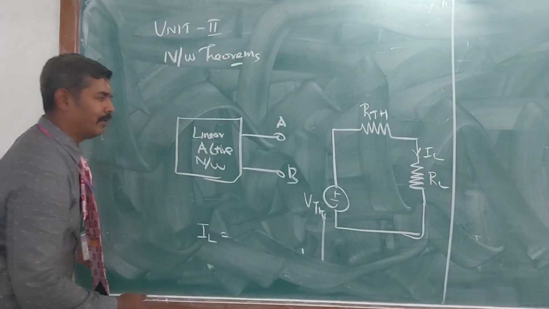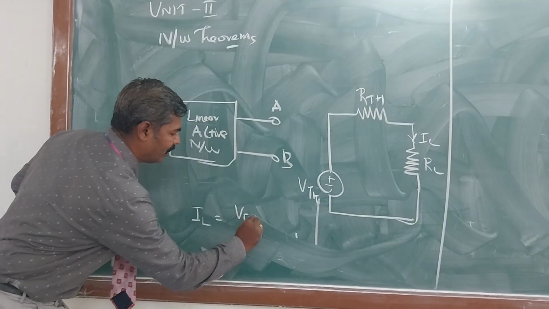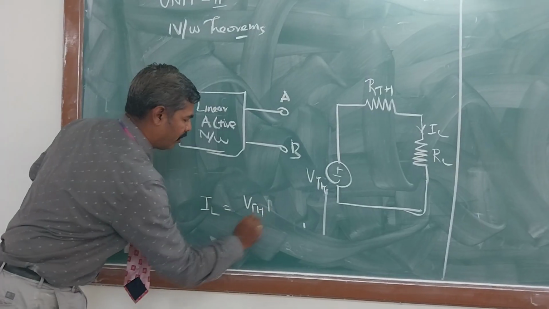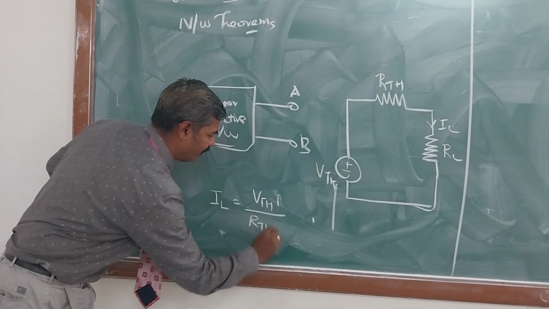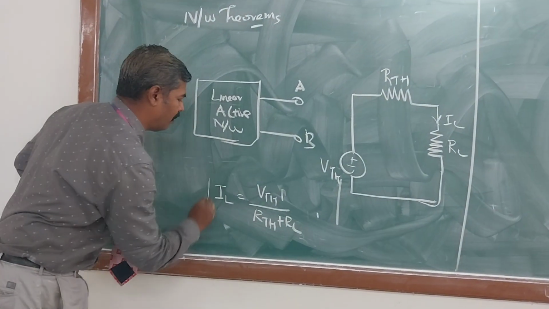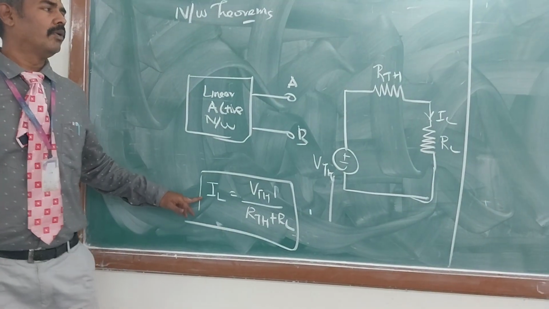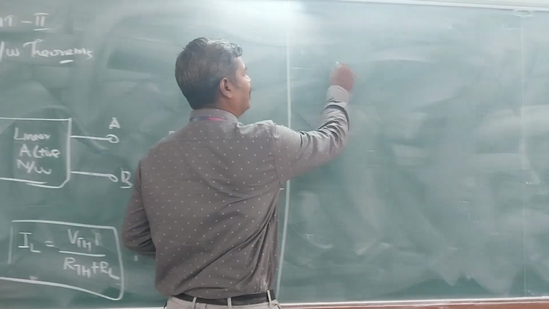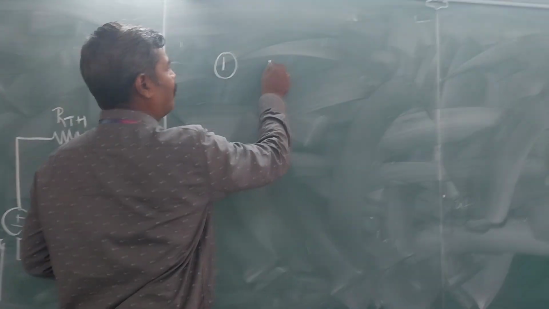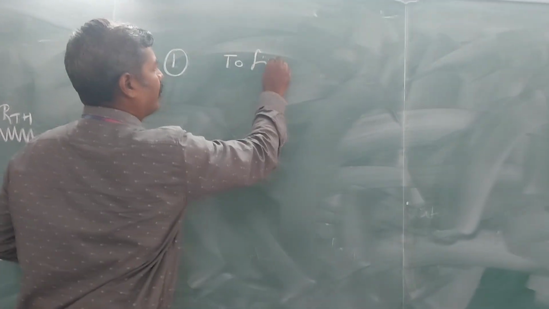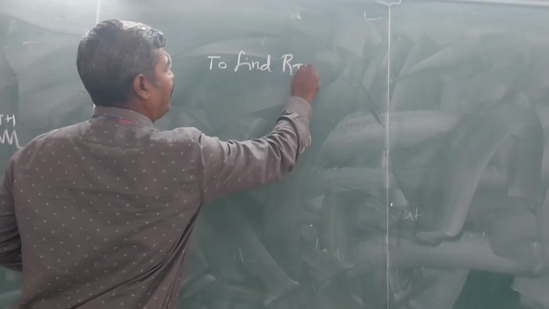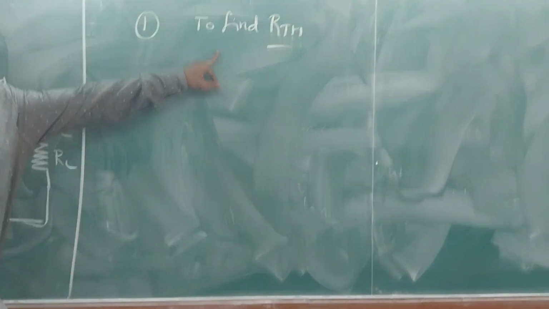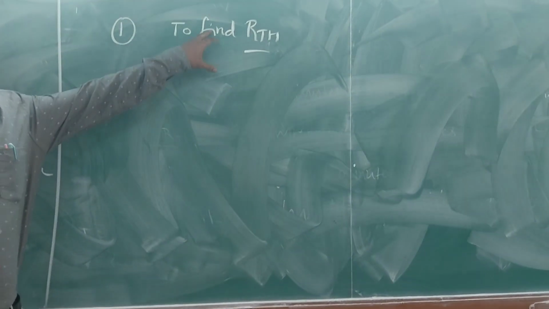IL is nothing but VTH divided by RTH plus RL. This formula is used to find the load current passing through the circuit. Already I said we need to find two important parameters. First is to find RTH. RTH is called the Thevenin resistance. How will you find the Thevenin resistance?